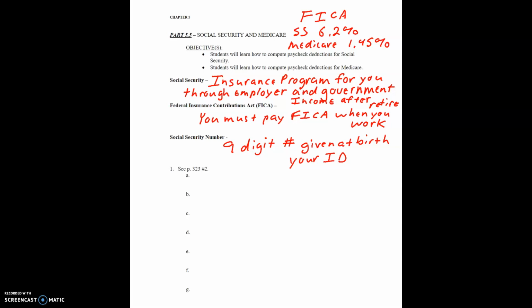Okay, so we're going to be using the Social Security 6.2% and the Medicare 1.45% rates in a lot of our figuring here. Medicare is an insurance program, so like your health insurance for when you're over 65. You will get Medicare, so you have government insurance.